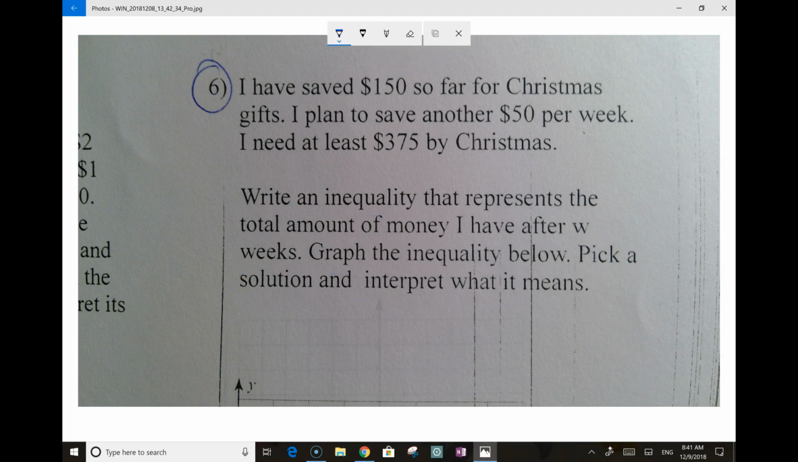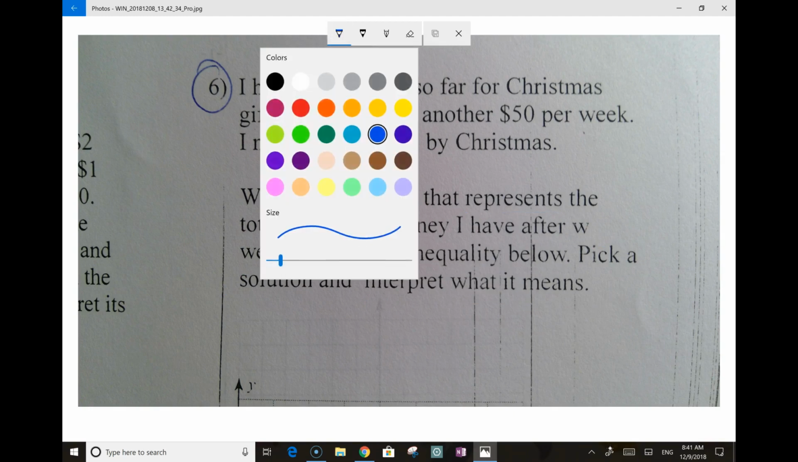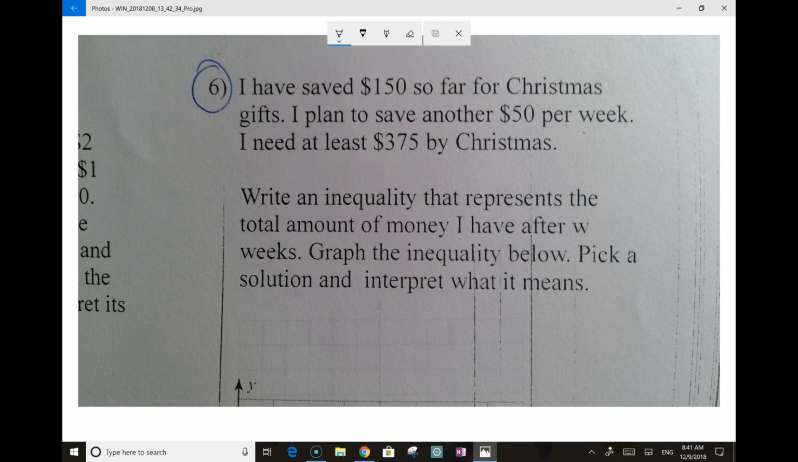And we're going to begin by picking out the important information from this. So I've saved $150 so far for Christmas gifts. You're going to increase that amount by saving another $50 per week. And we're using W for weeks. And you need at least $375.